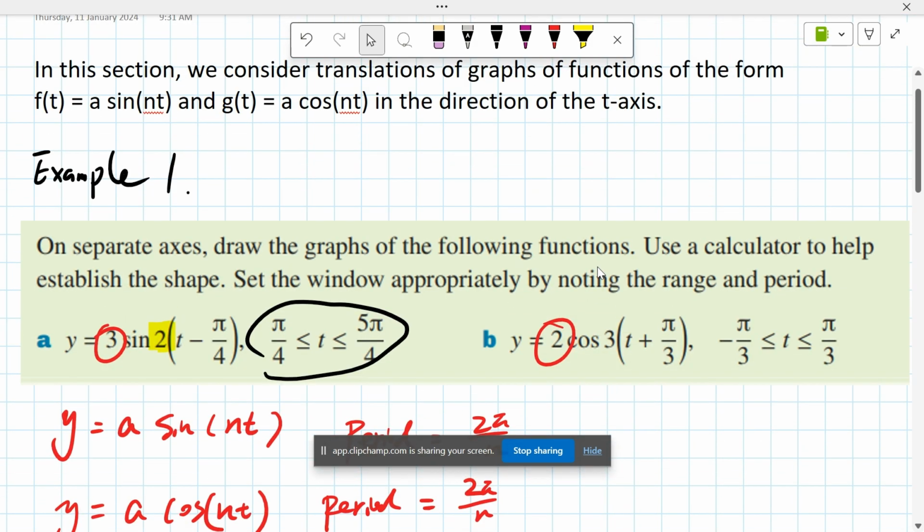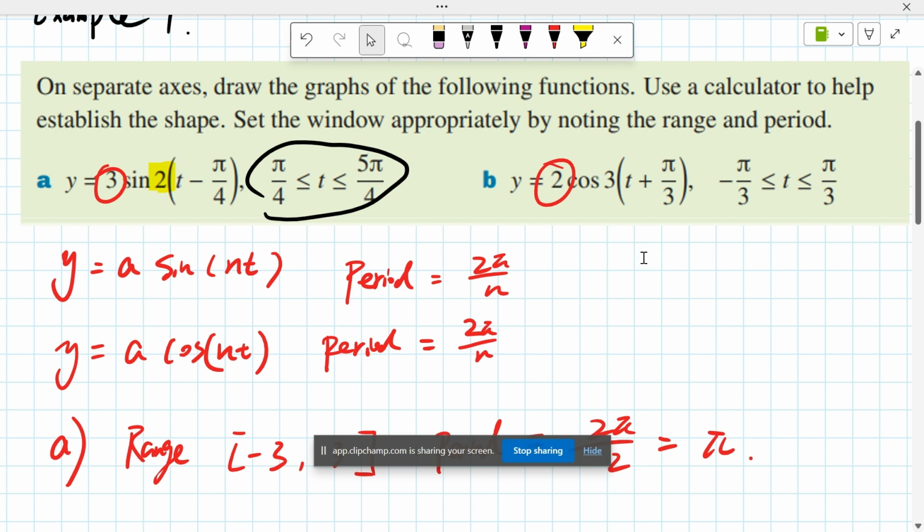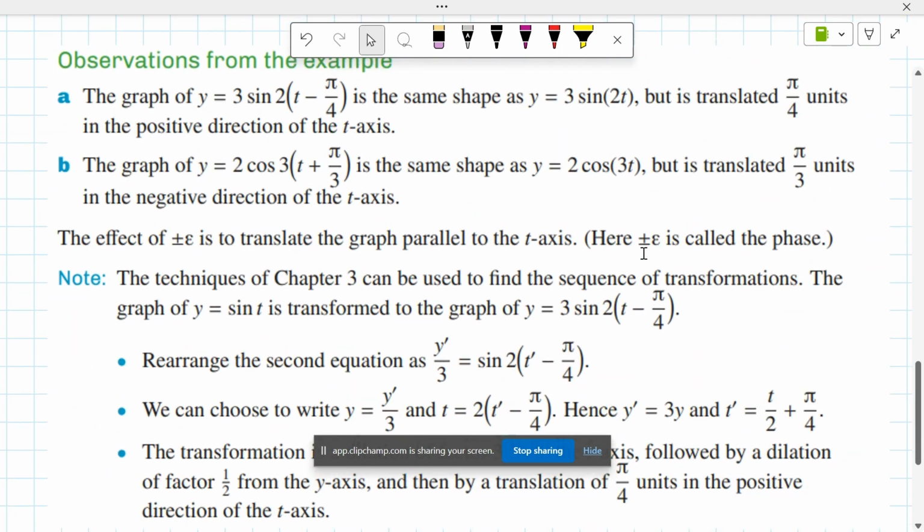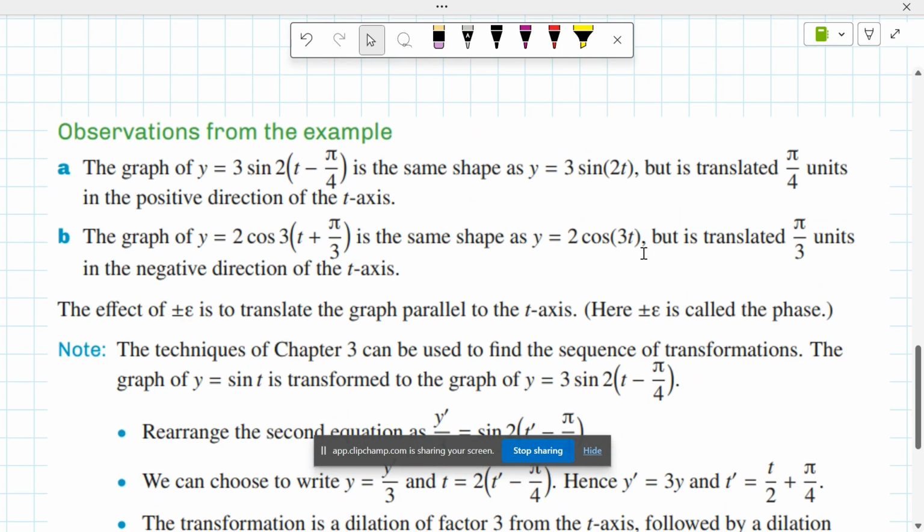For B, I want you to try using the CAS calculator as well to find your questions and answers, please. And here are the observations about the examples. Here is the transformation for question A: it translates pi on 4 in the positive direction of the t-axis, because it starts with 2t and becomes 2t minus pi on 4.